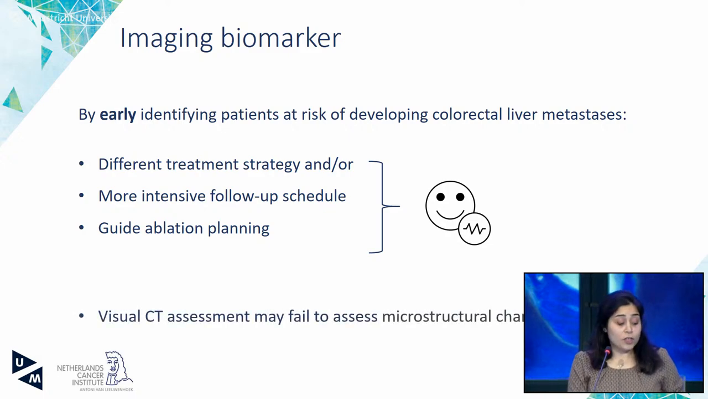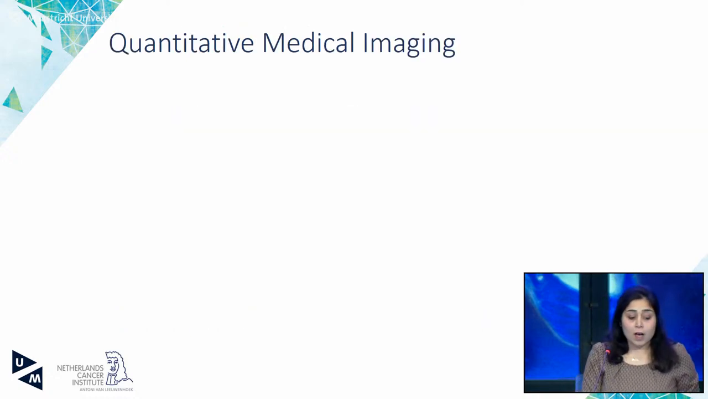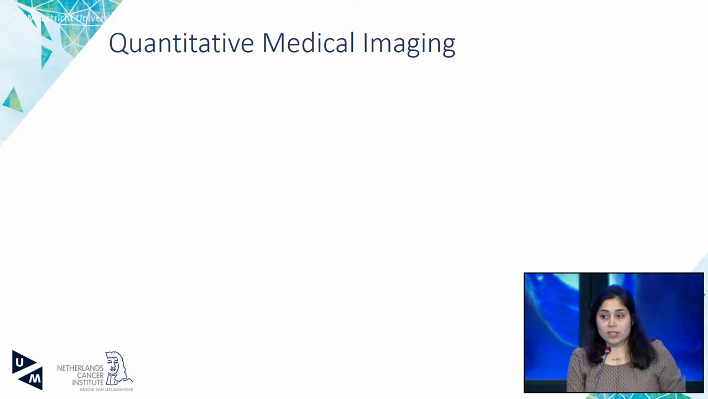However, visual CT assessment may fail to assess macrostructural changes in the liver, which can be early indicators of risk of developing a liver metastasis. So the assumption here is that medical imaging has much more information that cannot be appreciated by eye. Quantitative medical imaging has been studied and investigated a lot in recent years, and it's a data-driven approach. It means that from medical imaging, we derive quantitative medical features.